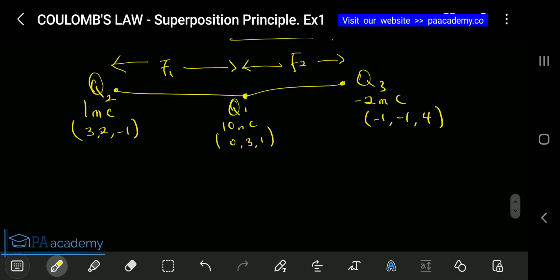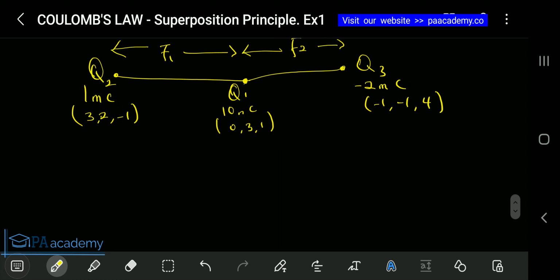To start with, we are going to need to calculate the unit vector and the magnitude for F12 and F13. So now let's start with R12. For this, if you are to calculate the unit vector, you are always going to calculate it like this.